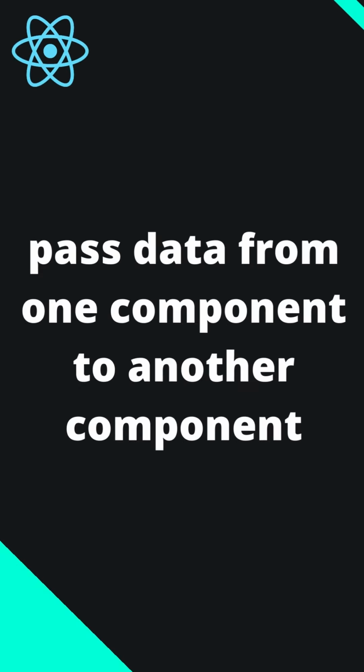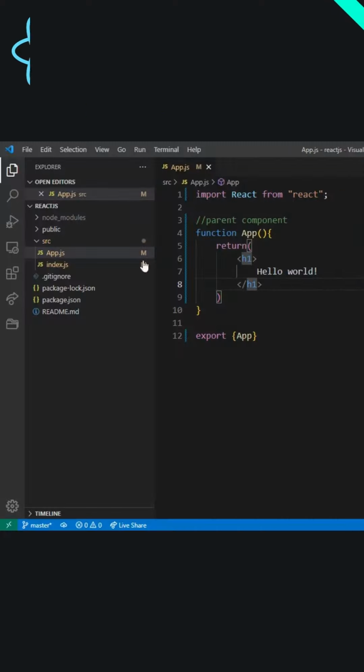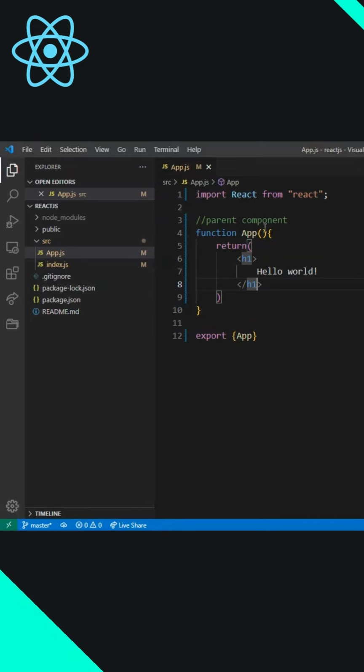Props pass the data from one component to another component. Let's see, from the parent component to the child component. Let's see with an example in the VS Code editor. In the VS Code editor, here app.js is my parent component.